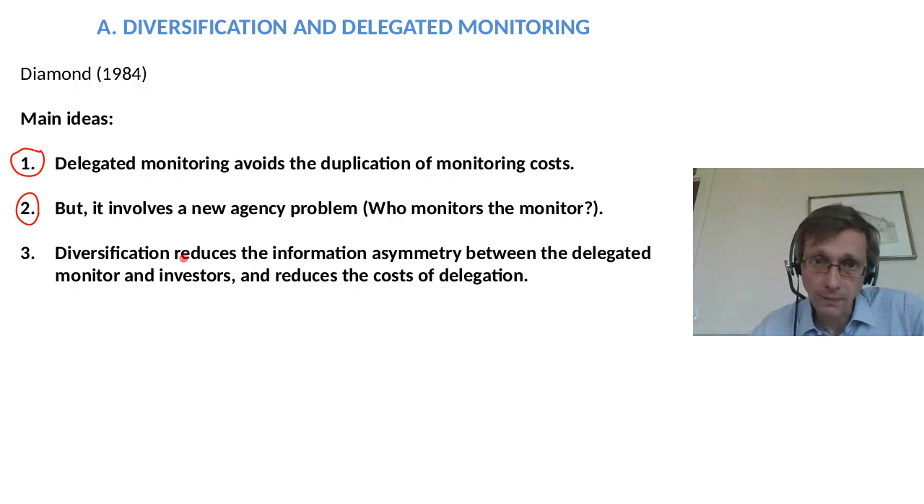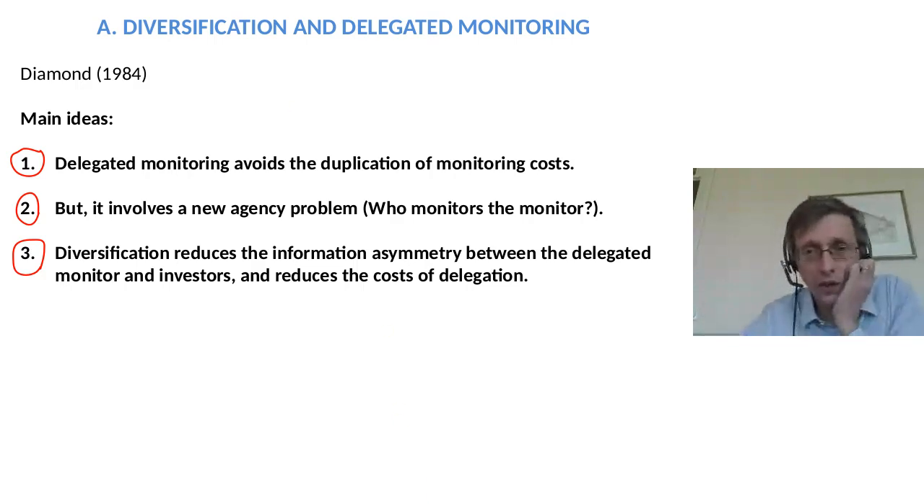And the third point, which we are going to go through today, is to show that diversification, and I'm going to explain what is the role of a bank in terms of diversification, reduces the information asymmetry between the delegated monitor and investors, and therefore reduces the cost of delegation. That is what we are going to start with today.